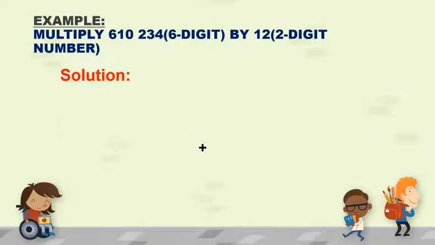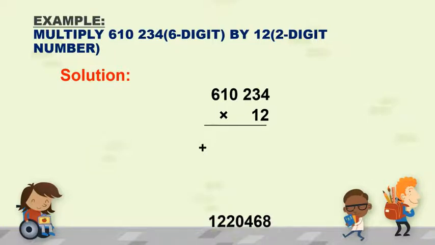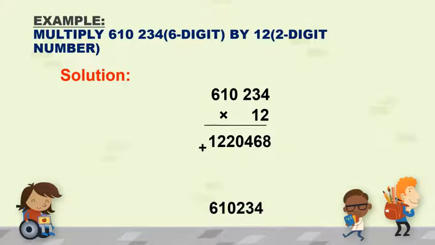Here is another example. Multiply 610,234 by 12. You can see we will write it vertically. Then start multiplying by 2. Then we will multiply all the 6 digits by 1, and because 1 is in the tens column, actually we are multiplying all the 6 digits by 10.